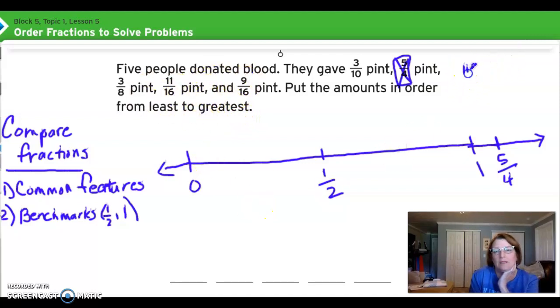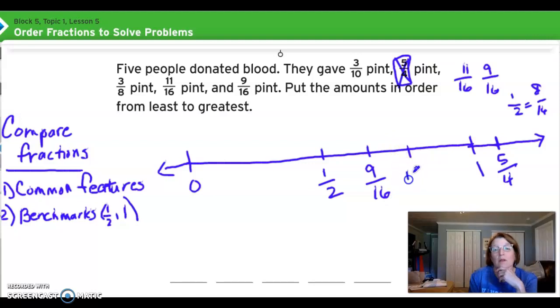If I think about 11/16 and 9/16, and I think about half, when you think about half and 16ths, 16 divided by 2 is 8. Both of these are greater than half. But because they have common denominators, I know that 9/16 would come before 11/16. They're both somewhere between a half and 1, but 9 is smaller than 11. So I know I can get those in order.